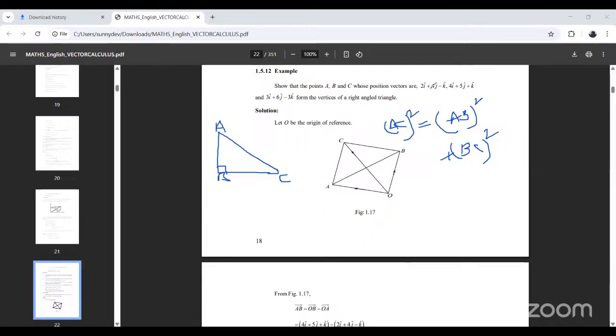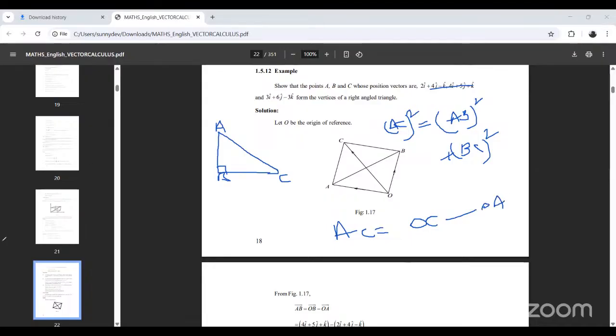In the same way, here they are giving three points, the position vectors A, B, C, and asking to prove that they form a right angle triangle. So here we can find the distances. How do we find AC? AC is nothing but OC minus OA.